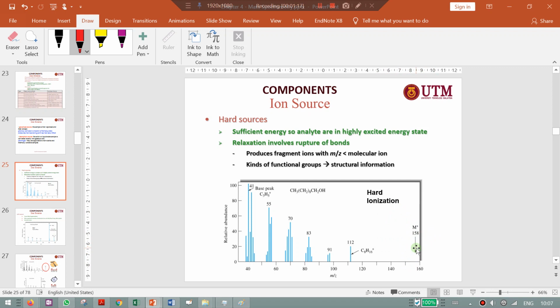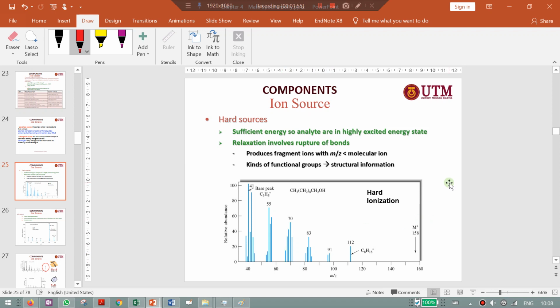Because we use a very high energy, the tendency of the molecular ion to be fragmented into fragment ions is more likely to occur. But the advantage is that from the fragmented ions, we can obtain functional group information that can give structural information for the whole compound.